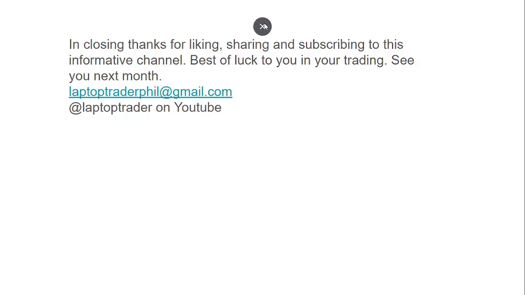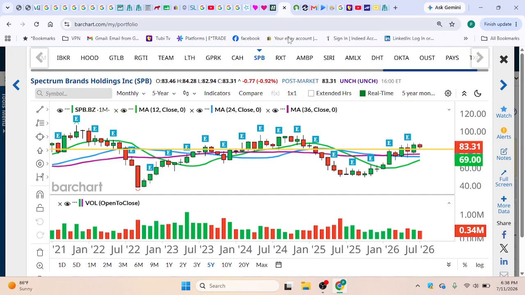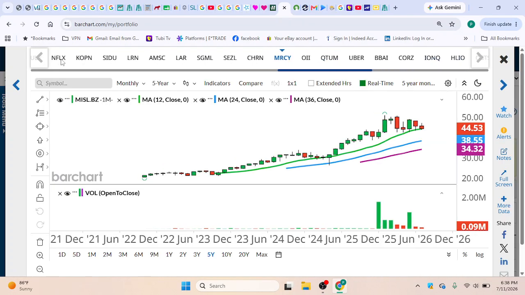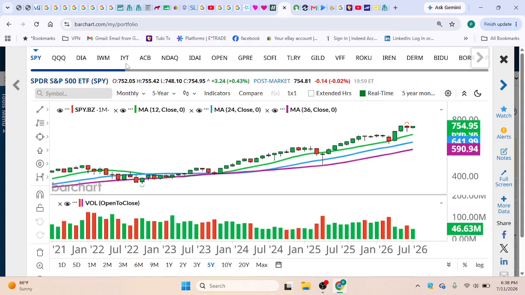So let's get to some market overview for the month, okay? We'll just go over some of these stocks real quick. We'll go over the market. Let's get to, yeah, here's the SPY, okay? So here's a monthly chart.